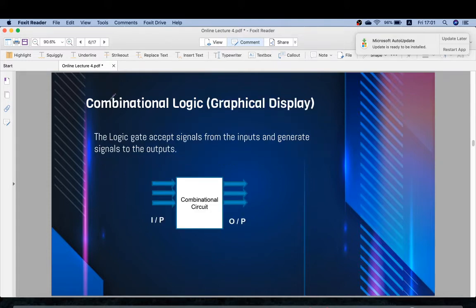Graphical display. The logic gate accepts signals from the inputs and generates output, so there is no memory unit. There is only the input and outputs. There is no memory unit because we don't use the output of the previous procedure or system.